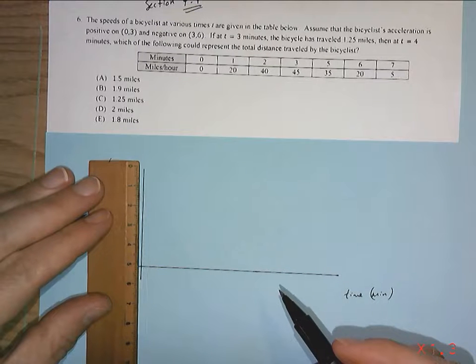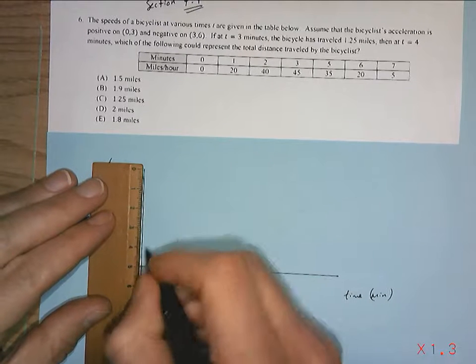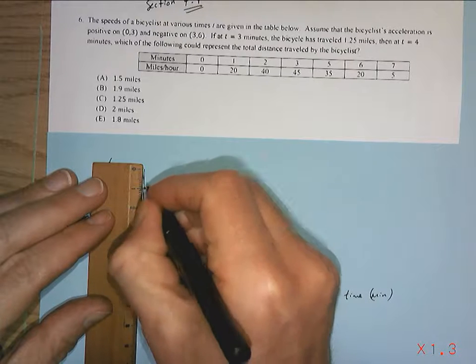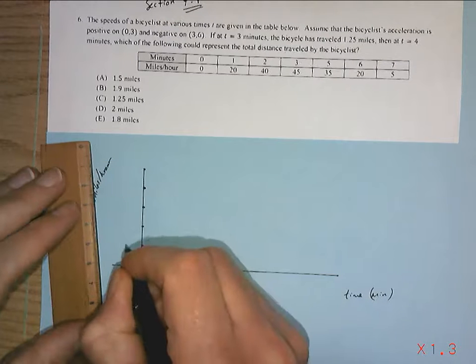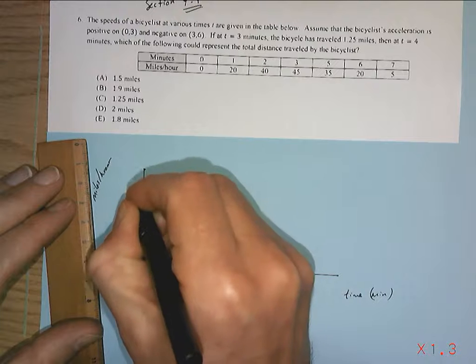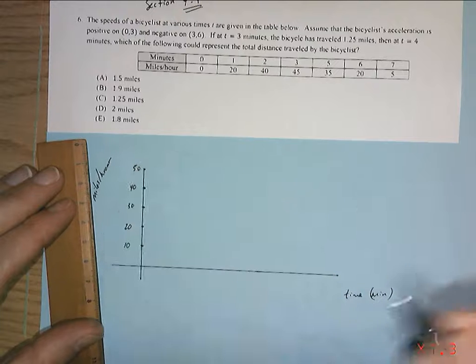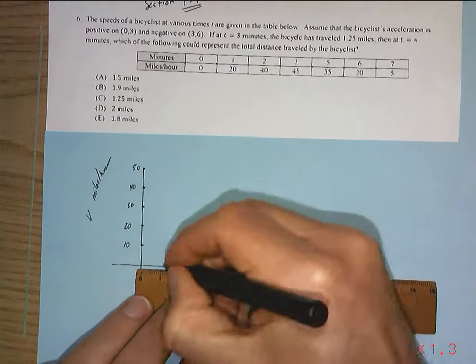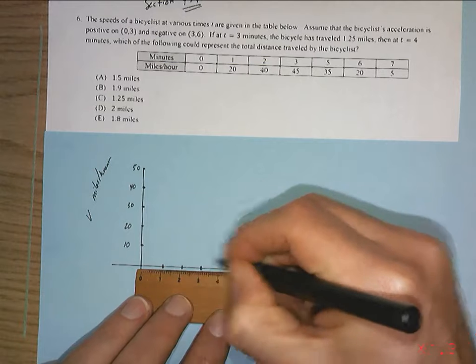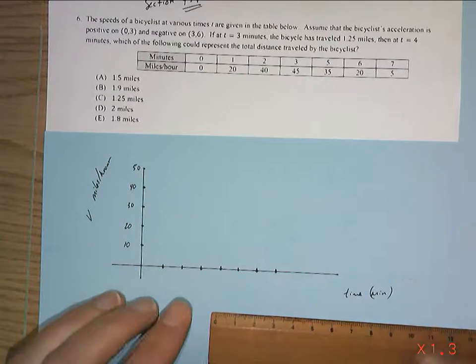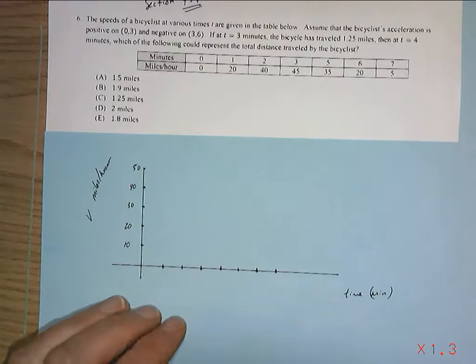Now along here, you've got 10, 20, 30, 40, 50. So I went up by 10 miles per hour. And across here, I'm going to go out by minutes. So I've got 1 minute, 2 minutes, 3 minutes, 4 minutes, 5 minutes, 6 minutes, 7 minutes. And that is this information up here, what I'm putting into a graph.